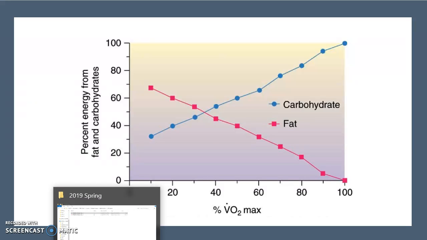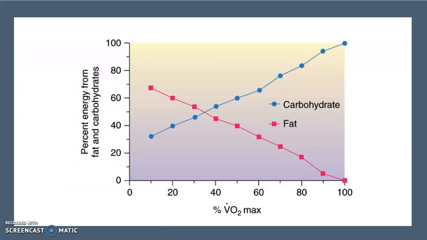Okay, so in this video, I want to talk a little bit about how our body utilizes carbohydrates and fat. So the exercise intensity matters, and the substrate that is used, and when I talk about a substrate, I'm talking about carbohydrates or fat, is utilized differently depending on our intensity.